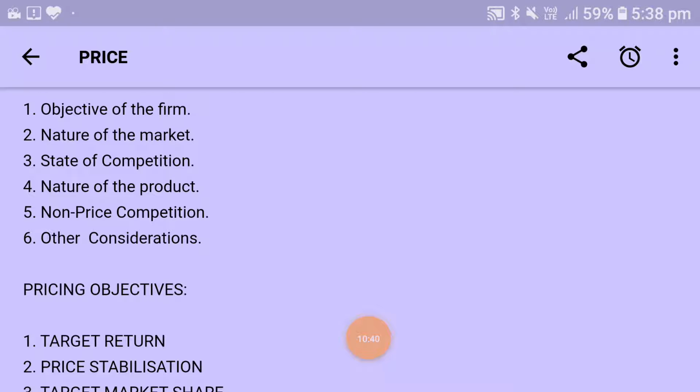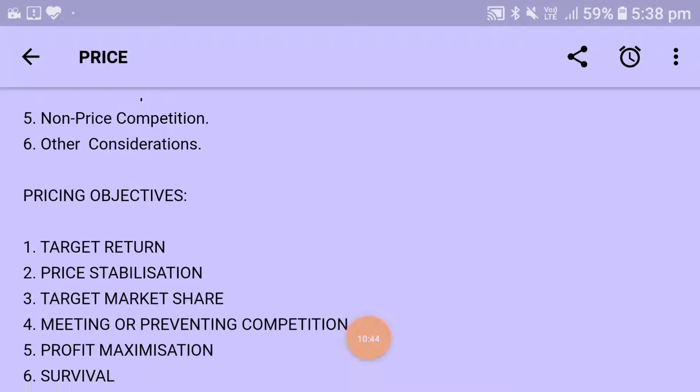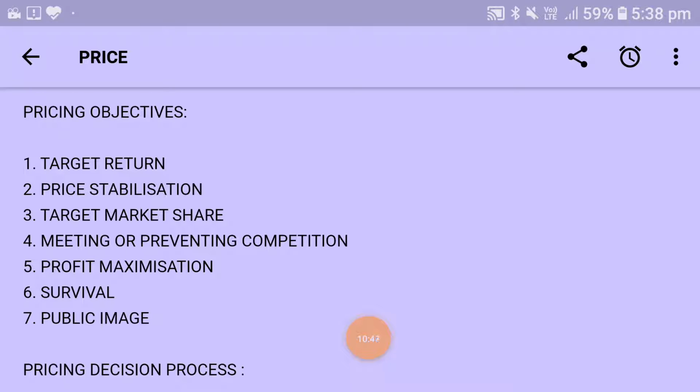Now comes the pricing objective. Pricing objectives comprise some points which I am going to explain right now. First is target return, then price stabilization, then target market share, then meeting or preventing competition, next is profit maximization, then survival, and next is public image. So these are the pricing objectives, that is, what the objectives are of doing the pricing of the product.